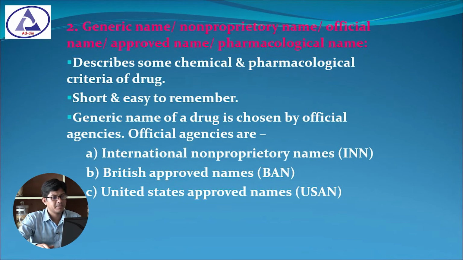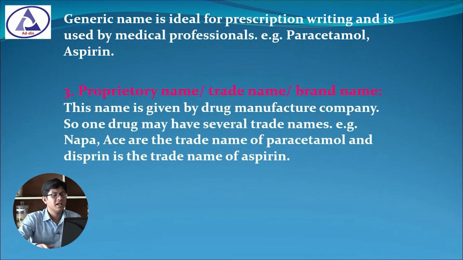Number two, generic name or non-proprietary name or official name. It describes some chemical and pharmacological criteria of the drug, short and easy to remember. Generic name of a drug is chosen by official agencies. Official agencies are International Non-Proprietary Name INN, British Approved Name BAN, and United States Approved Name USAN. Generic name is ideal for prescription writing and is used by medical professionals. For example, paracetamol and aspirin.